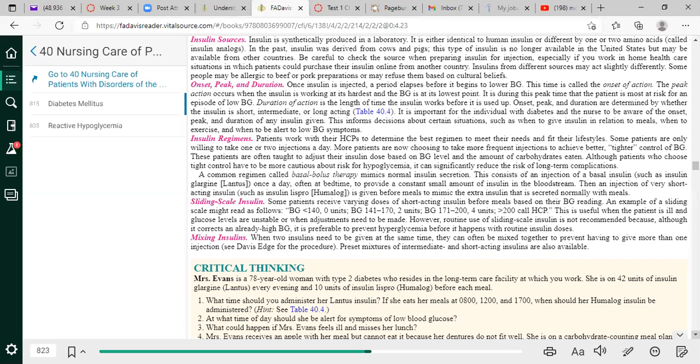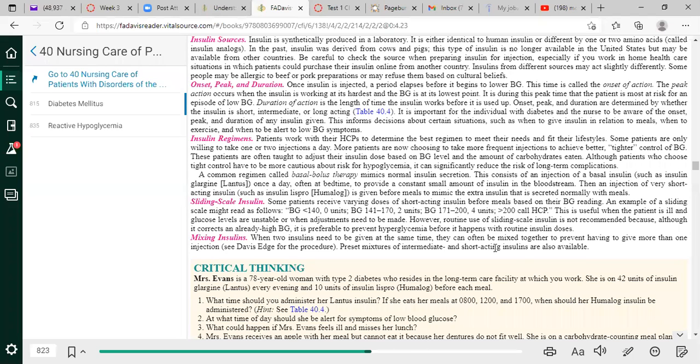Patient blood sugar between 251 and 300, administer 4 units. Patient blood sugar between 300 and 350, administer 10. Anything over 400, notify the healthcare provider. So that's what a sliding scale insulin will consist of, where the nurse is checking the blood sugar and looking at the sliding scale to see if it's appropriate or not to actually administer insulin.